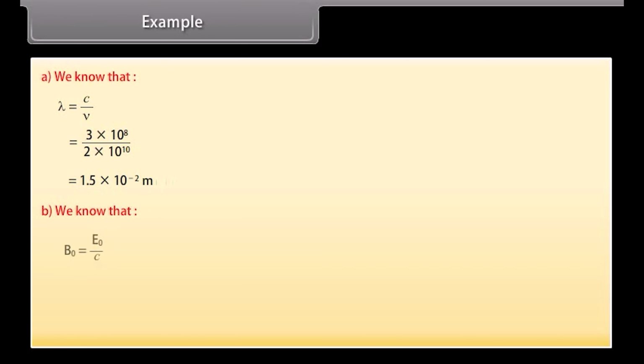We know that B0 is equal to E0 upon c. By putting and calculating the values, we get the amplitude of the magnetic field, which is equal to 1.6 × 10^-7 Tesla.